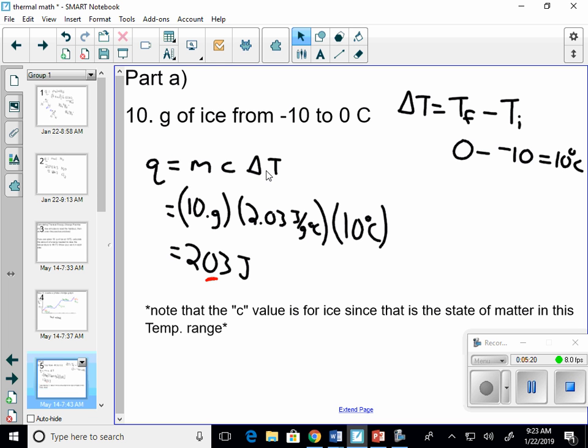Delta T, change in temperature. I don't think you need to show this work. I think you can do final minus initial in your head and know that that's a 10-degree change. In order to help you out with this process, I did the multiplication for you. You can see the final answer is 203 joules.